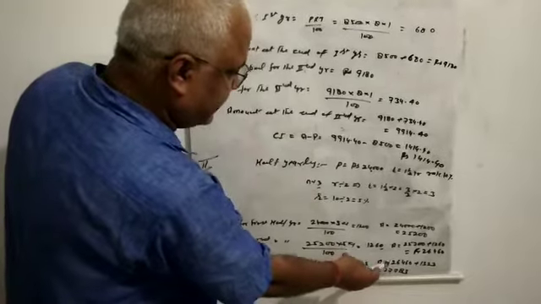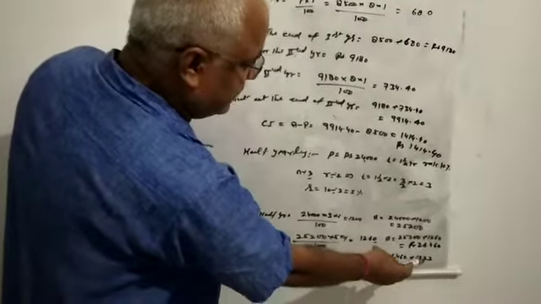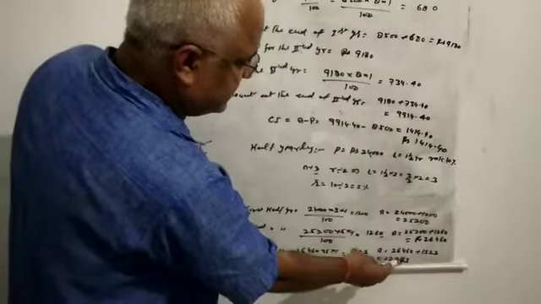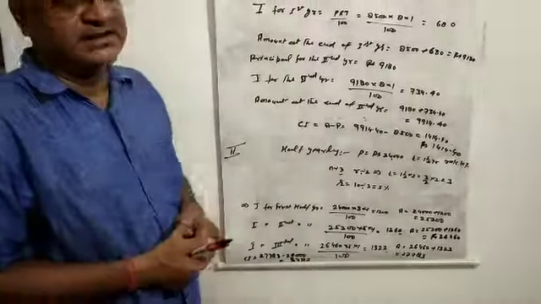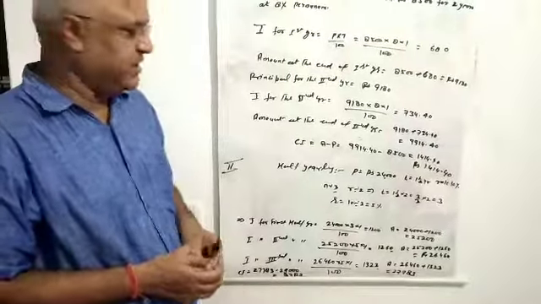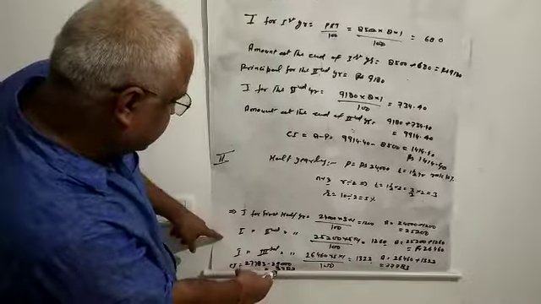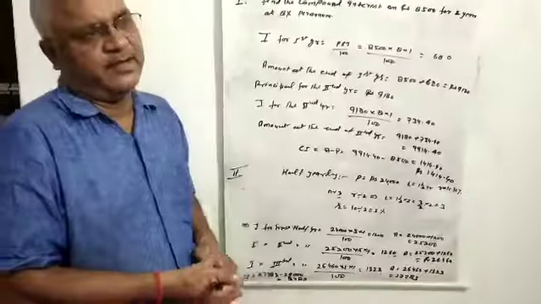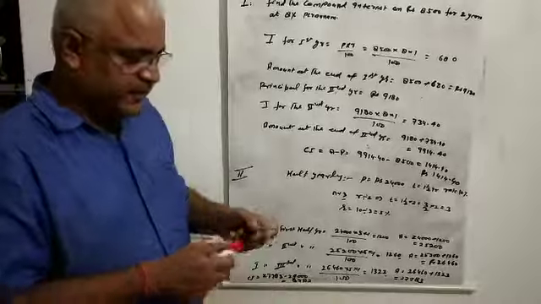What is amount? 26,460 plus 1,323. So final amount is rupees 27,783. So what is compound interest? Amount minus principal. This is amount, this is your principal. So interest earned in this condition is rupees 3,783.